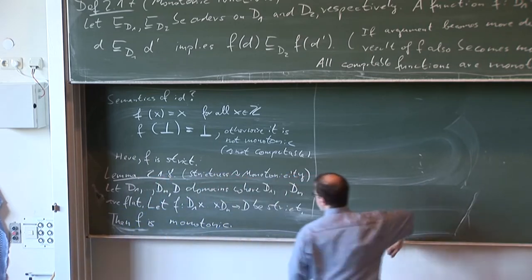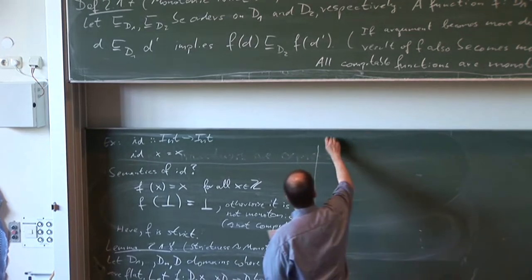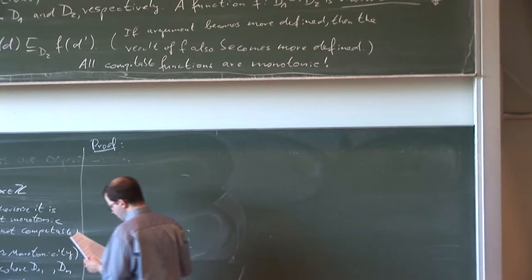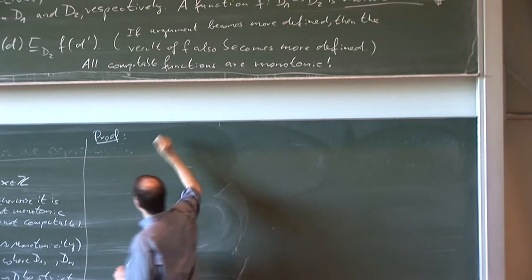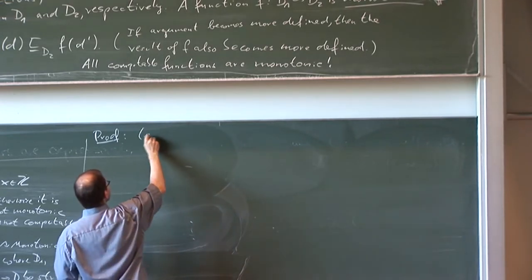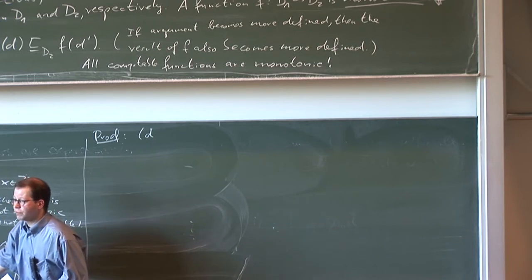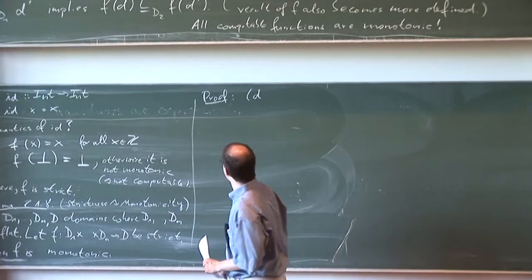Okay, and let's try to prove something like this. So these proofs are not very difficult. Okay, what does it mean to be monotonic? Monotonic means, let's take two arguments. If the one argument is less defined than the other, then similarly the result should be less defined for the first argument than the result for the second argument.